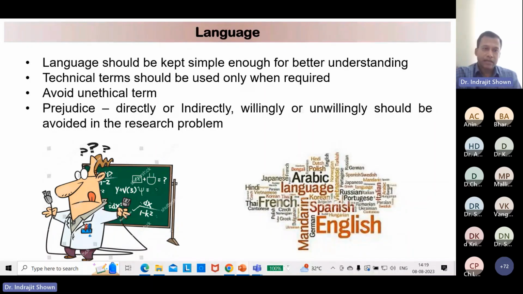Then another important part, the third point, is to avoid some unethical terms, because sometimes there are terminologies we should not use in our manuscript writing or report writing, particularly in a scientific report or scientific manuscript. Then another thing, directly or indirectly, willingly or unwillingly, we should avoid in the research problem. Like we cannot judge anything, saying it should come like this. We can predict something, but we should not prejudge a few things.